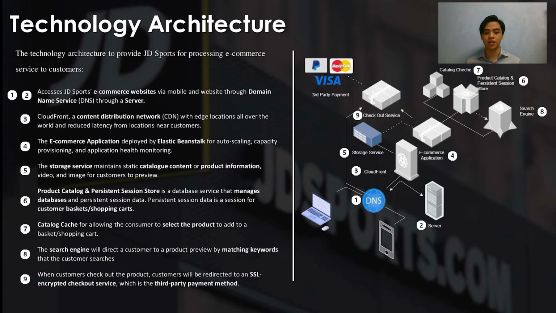Next is a catalog cache. It allows the customer to select the product from the cache and add their selected product to the basket and cart. Next is a search engine. It will direct the customer to a product by matching the keyword that the customer searches. Lastly is the checkout section, and when the customer checks out the product, the customer will be redirected to an SSL-enabled checkout service, which is the third-party payment method.